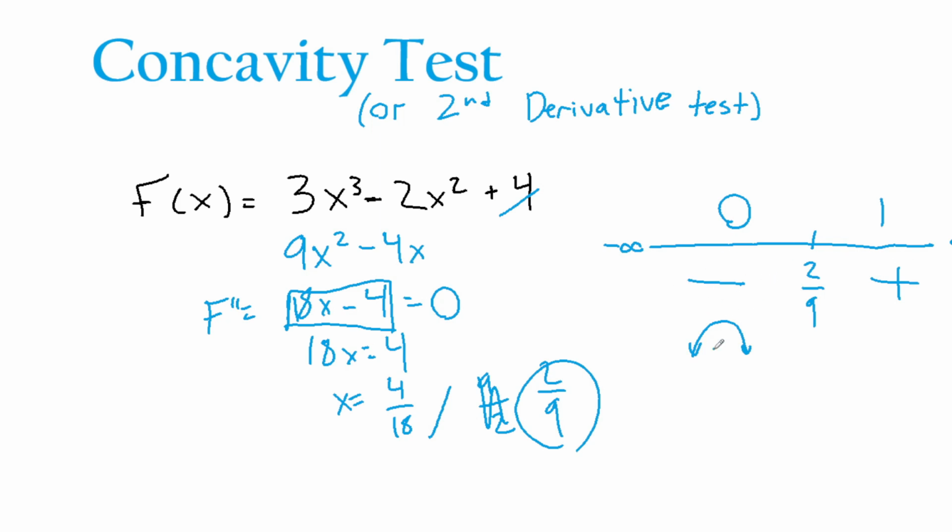Since it's negative, it's going to be concave down, right? Because whenever f double prime is negative, f is concave down. And whenever f double prime is positive, f is concave up. So that means since it changes sign here, this point right here is a point of inflection. So maybe f might look like this, and 2/9 is right here, right? Because it changes from concave down to concave up. So that's what a point of inflection is.